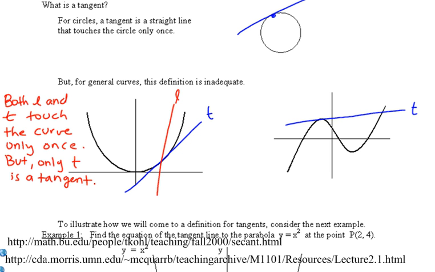Okay, so here, L and T both touch the curve only once, but only T is tangent. And here, how many times is it across the graph? This is supposed to be just touching here. Twice. So here, the line T is still a tangent. Tangent line, even though it crosses twice.